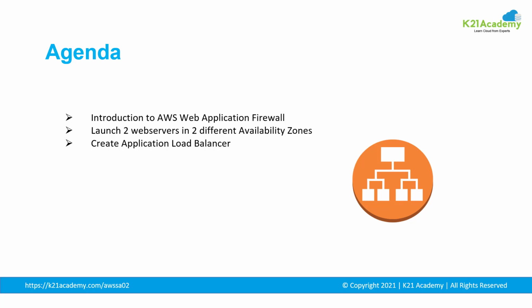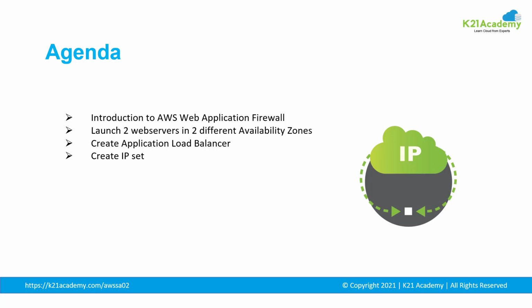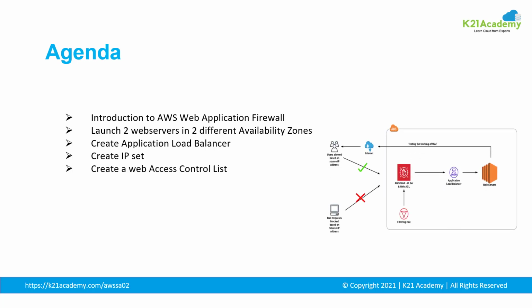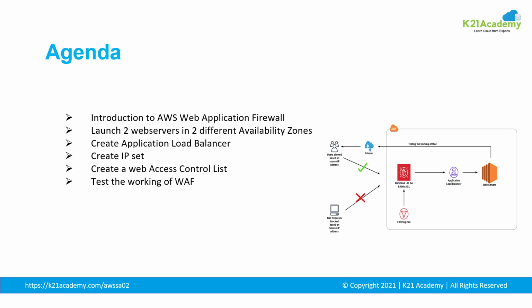test our application. Post that, we will be creating an IP set, which is nothing but a set of IPs using which we can control and say who can access and all. IP set is not the only way, there are other things as well which we can do, like web application firewall is quite an advanced thing, right? And then we will see how to create a web access control list which will say what exactly you are controlling. And finally, we will be testing the working of web application firewall.